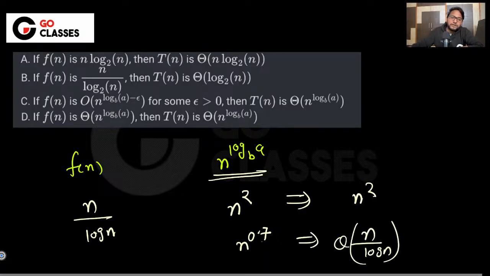If this is lesser than 1, then this will be polynomial greater than 1, then n square is the answer. Log n can never be the answer anyway, okay? So anyway, it depends on the values of a and b, so that's why b is also wrong, a is also wrong, right? So a and b both are wrong.